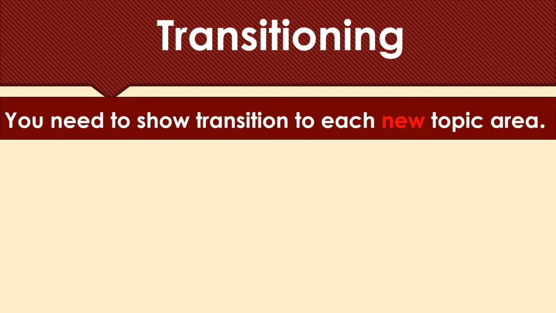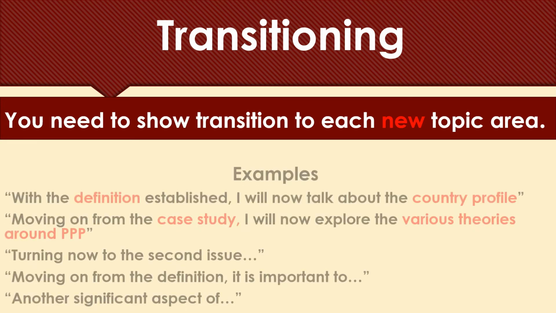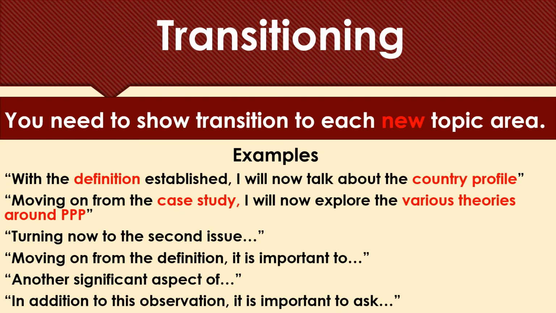The second aspect is transitioning. You need to show transition to each new topic area. When you leave one area and go to another area, you need to make this very explicit. Here are some examples. With the definition established, I will now talk about the country profile. Moving on from the case study, I will now explore the various theories around PPP. Turning now to the second issue.